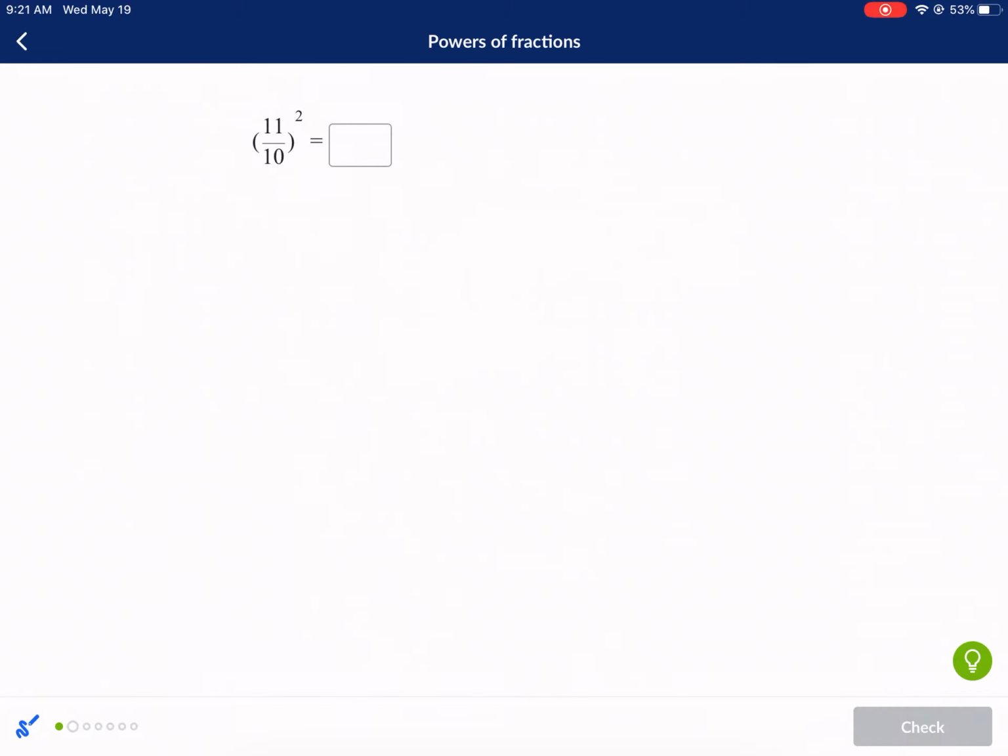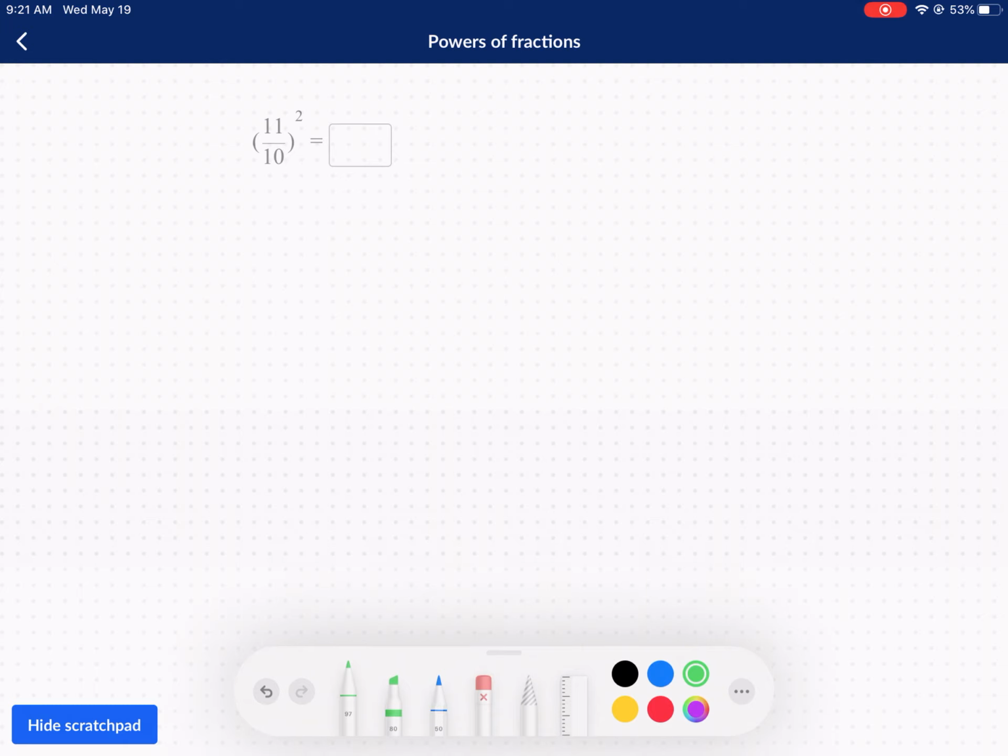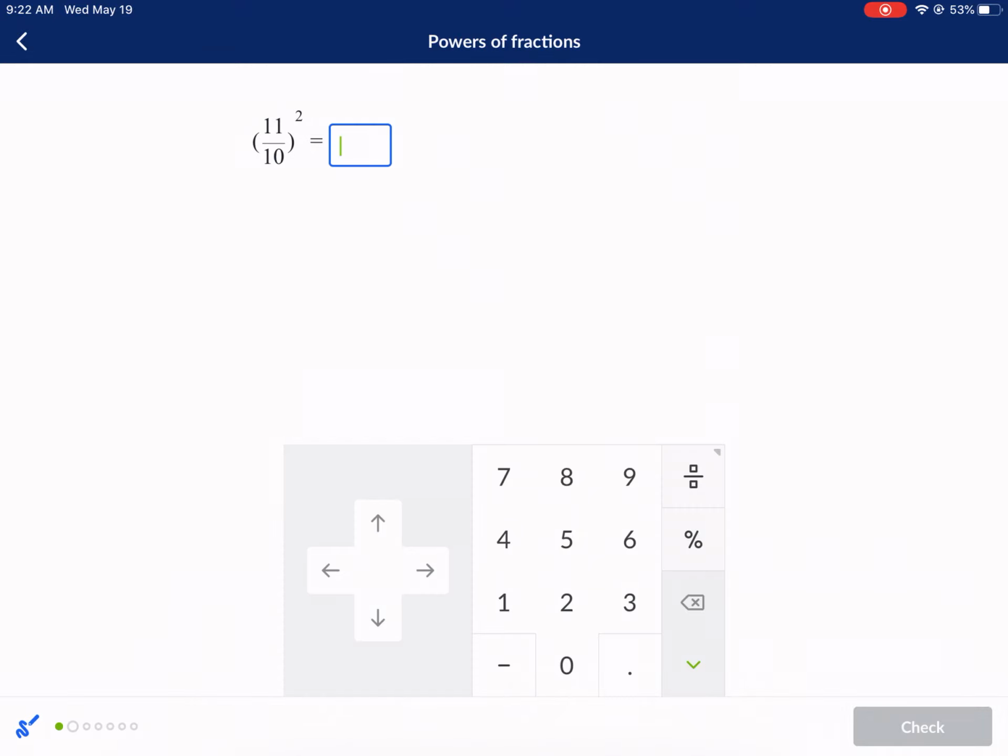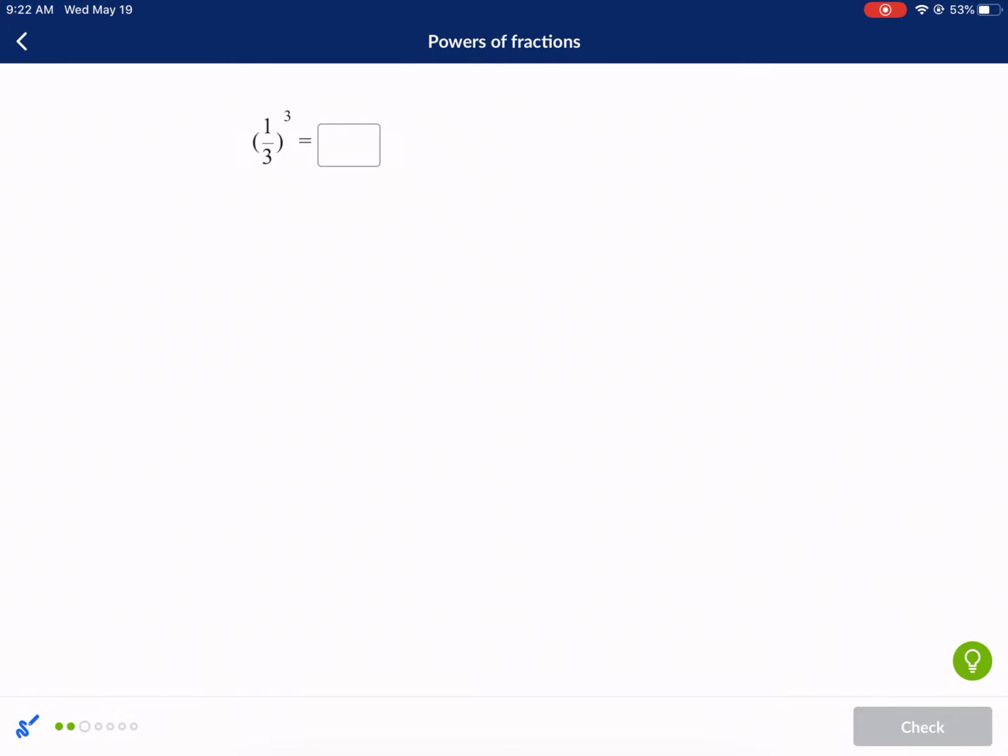Moving on. We're going to do the same thing here. Instead of doing the division, 11 divided by 10, 1.1 squared, and figuring out what that is, we're not going to do that. We're going to instead do 11 squared over 10 squared. That is one of the properties of powers. There's powers with fractions. So 11 squared, I know, is 121. 100 is 10 squared. 121 over 100. Put your fraction first. 121, 100. Check it, and let's move on.